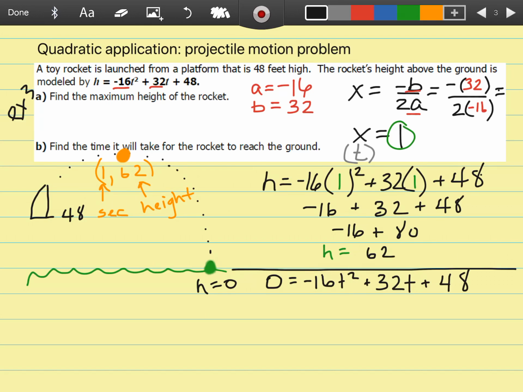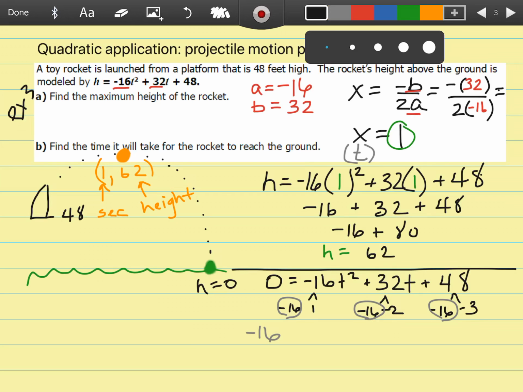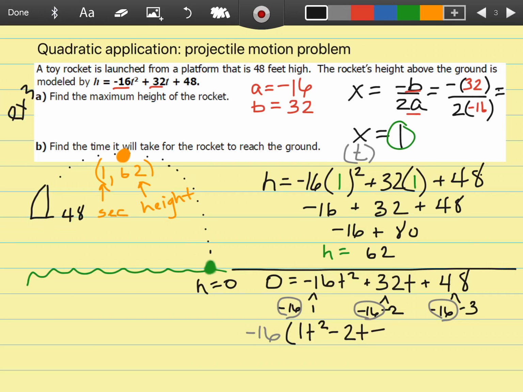Okay, now I need to start to factor this. Let's see, 16, 32, and 48. I think they all have an 8 in them, but let's see if they also can go bigger. Yeah, they all have a 16 that they're divisible by. So let's take out this negative 16 times 1, negative 16 times negative 2 gives you a positive 32. And then negative 16 times negative 3 will give me 48. So I'm going to take out that GCF of negative 16 and then write that out to the front. So I've got left over 1t squared minus 2t minus 3.